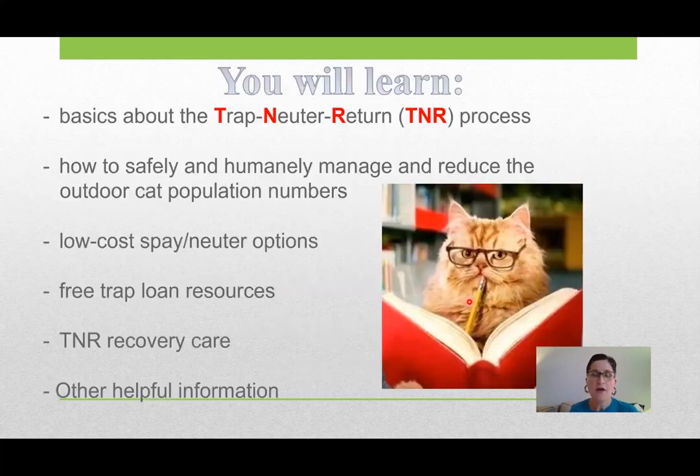All right, so today you are going to learn quite a few things. We are going to start with the basics, as far as what is TNR. TNR stands for trap, neuter, and return. The TNR process is going to be the meat of what we're going to be talking about today. Also going to be talking about how to safely and humanely manage and reduce the outdoor cat population. So regardless of what your feelings are towards cats, whether you love them or you hate them, it doesn't really matter. We need to work as a community to make sure that the numbers don't get out of control, okay?